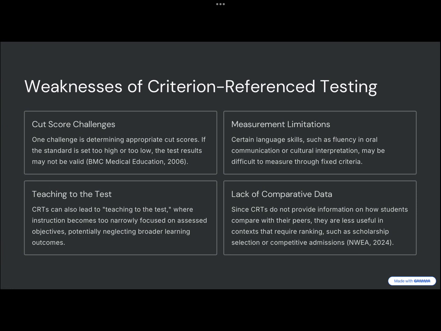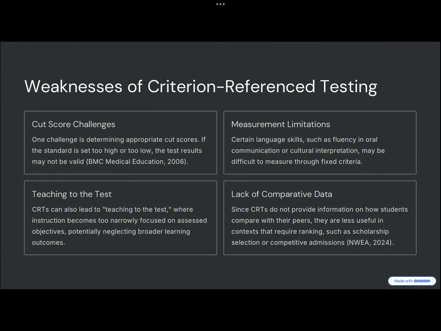So one challenge is determining appropriate cut scores. If the standard is set too high or too low, the test results may not be valid. Meaning, one major challenge in CRTs is determining the correct passing or mastery score. If the cut score is set too high, even capable students may be labeled as not proficient. If it is set too low, students may move forward without adequate skills.